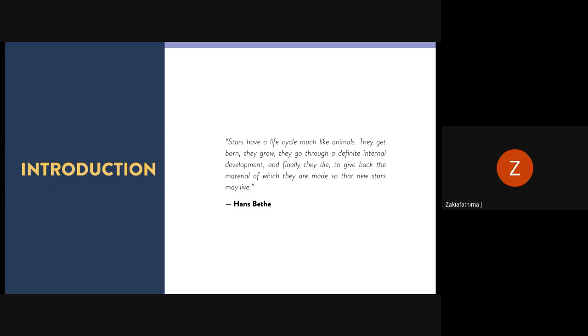Stars have a life cycle much like animals. They get born, they grow, they go through a definite internal development, and finally they die to give back the material of which they are made so that new stars may live. This is exactly what the principle behind a sustainable material should be. Once a material is given life, once it is being used, and once the life cycle of the material is over, it should still be able to be used as another material. So that is how we are going to start recognizing what makes a material sustainable.